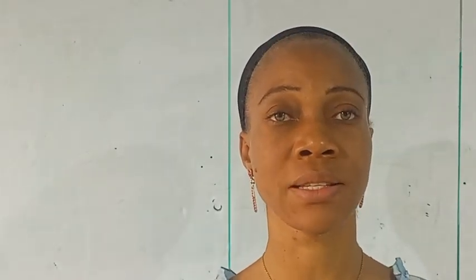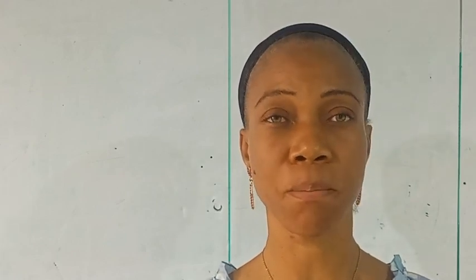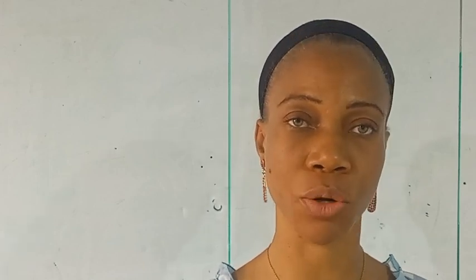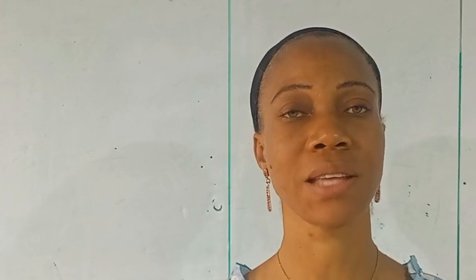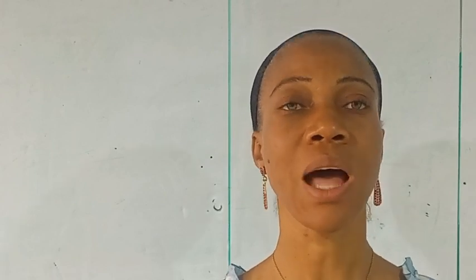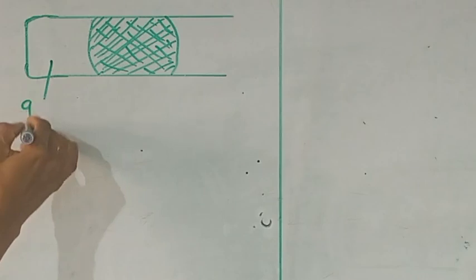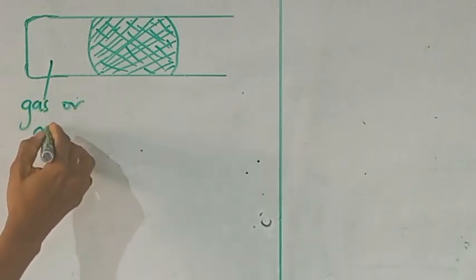Boyle's law states that the volume of a fixed mass of a gas is inversely proportional to its pressure, provided that temperature remains constant. Now let's look at this case. If we have a uniform tube closed at one end, and this tube contains a fixed mass of gas or air, we can put this as gas or air.